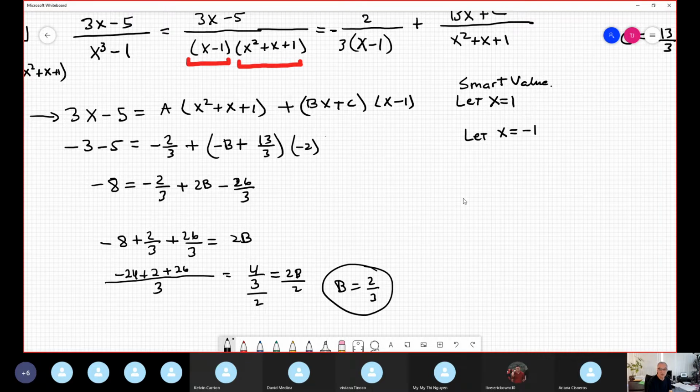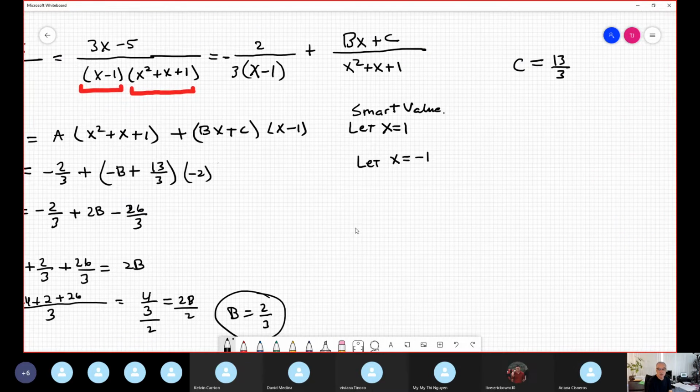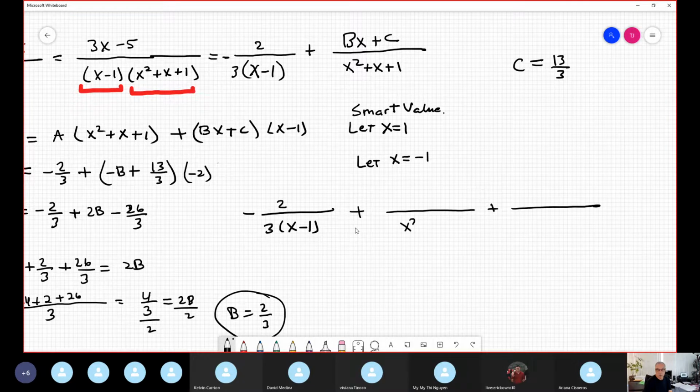Ready to see the final answer, no? The final answer is, let me copy here, negative 2/3 x minus 1. This is the first part. But in this case, we have the same denominator que 3, but we have different numerator. So now, I recommend break it down into x squared plus x plus 1, x squared plus x plus 1. And you put here bx. You put here c, right?